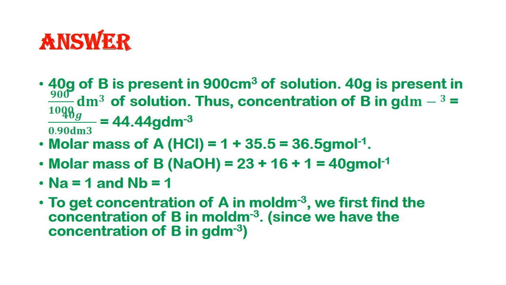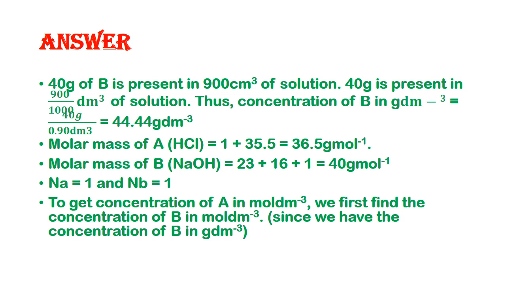To get the concentration of A in mole per dm cube, we must first find the concentration of B in mole per dm cube. But we must first calculate the concentration of B in gram per dm cube. Since we have the concentration of B in gram per dm cube, we have to find the concentration of B in mole per dm cube. Do you understand?